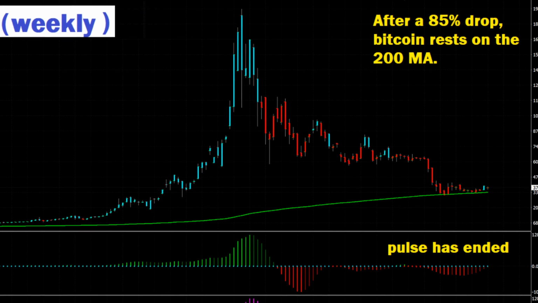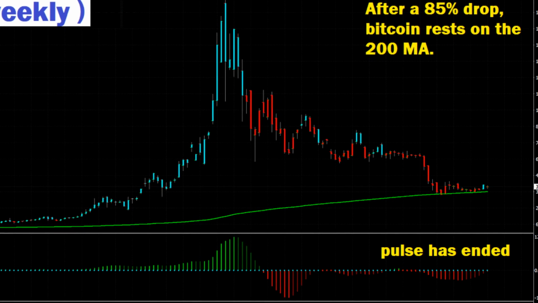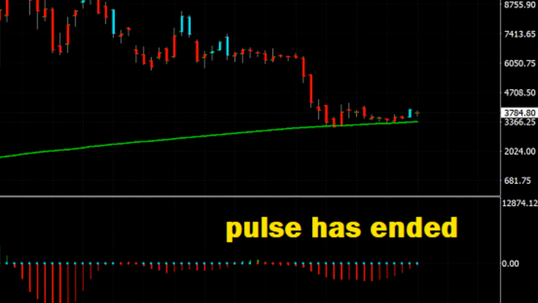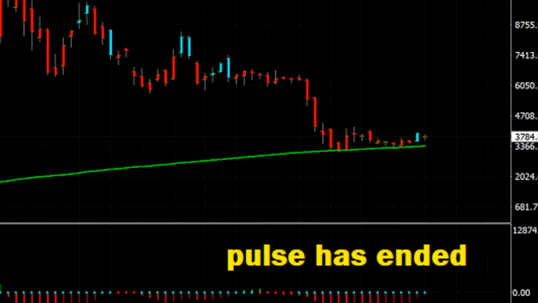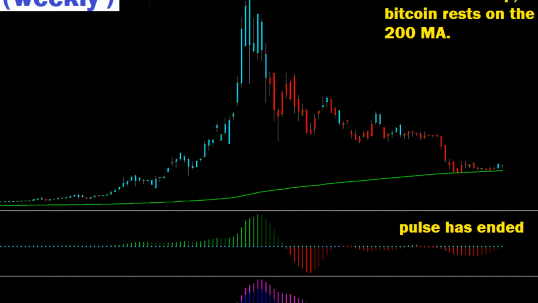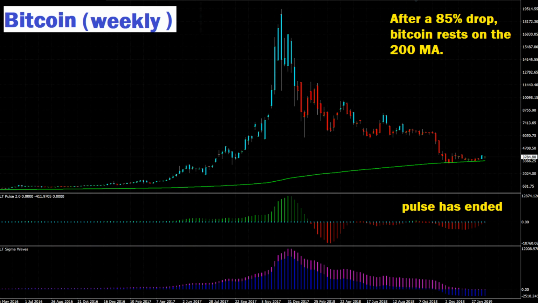Here's an interesting thing about this. Bitcoin, we know, has dropped about 85% to its lows. It has, of course, bounced from those lows. But what's really interesting, as you can see from this chart, is where it's bounced from, which is that green line you see running through the chart. That, of course, is the 200 weekly moving average. The 200 weekly moving average is a key level of support, and we can see Bitcoin has successfully managed to bounce off that level.